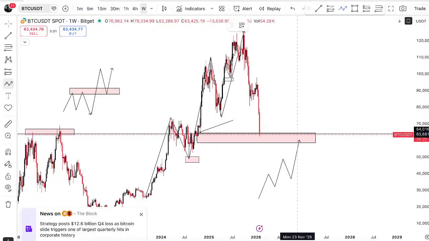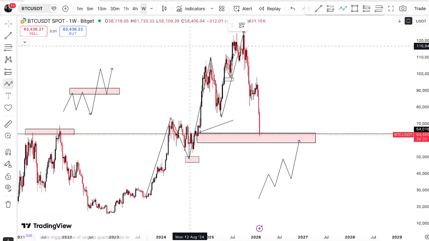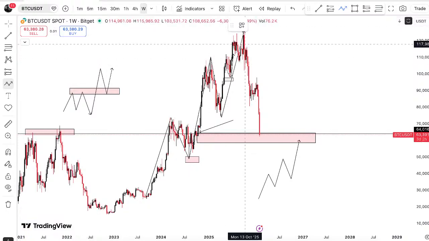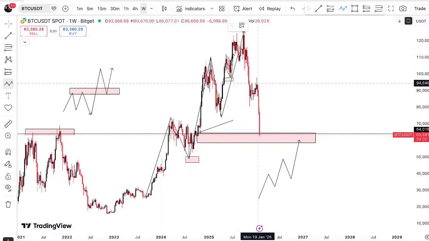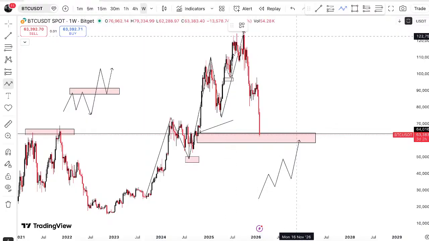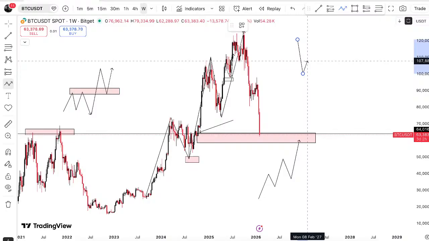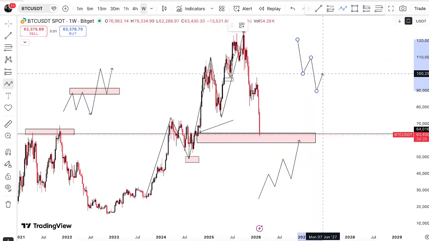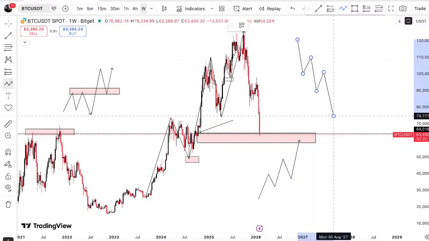you need to see a market structure shift on the lower time frame, because this is a weekly time frame and it's still bullish actually, but on the lower time frames, if you go back to the 1 hour time frame, you see that the market is already bearish. It's forming a series of lower highs and lower lows, right?